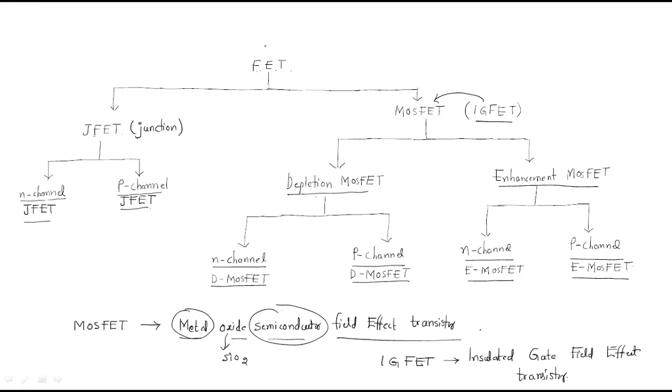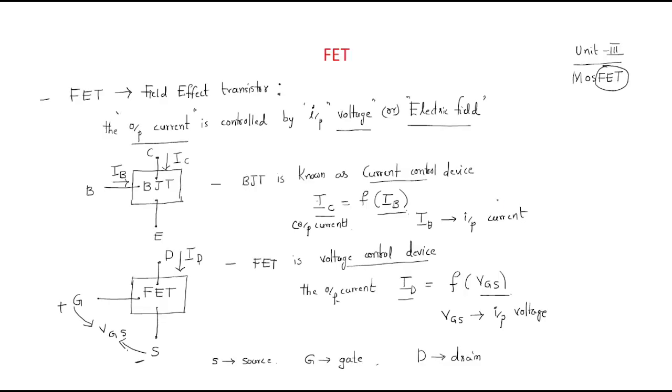In our syllabus for FET, we are asked to study only the MOSFET, not the JFET. That's why from the next class onward we will discuss the MOSFET. In this MOSFET we have depletion MOSFET and enhancement MOSFET, N channel D MOSFET, P channel D MOSFET, N channel E MOSFET and P channel E MOSFET. All these types will be discussed. Then we will understand what happens in the FETs. This is the introduction of the field effect transistors.